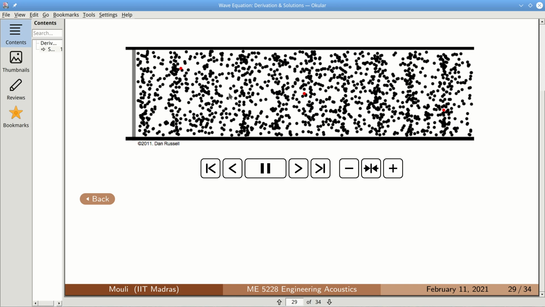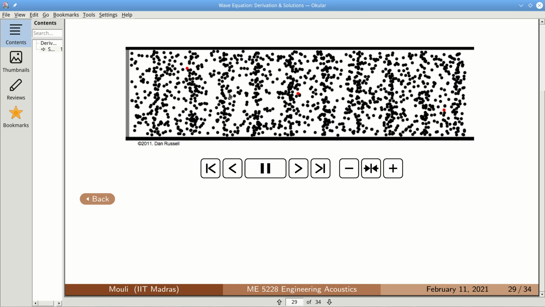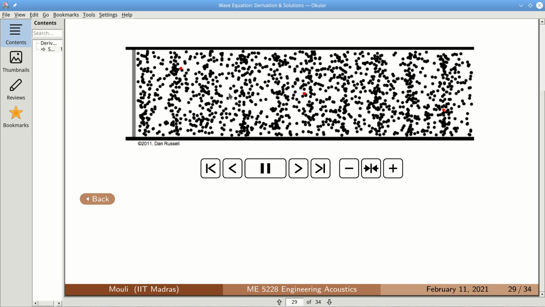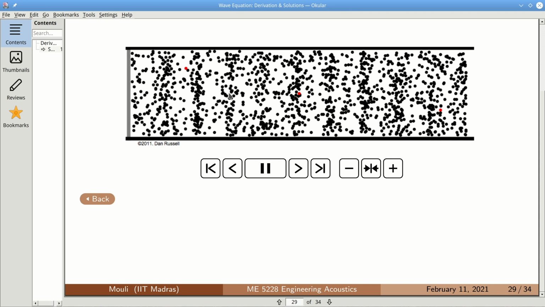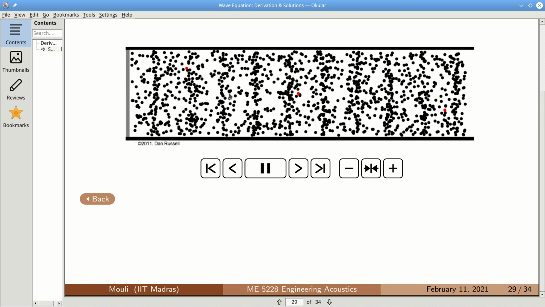So the pressure fluctuations: positive pressure is basically compression. If I say pressure is 0.1 pascals, that means I have a compression of 0.1 pascals. And if I say minus 0.1 pascals, that means it has gone below the atmospheric pressure by 0.1 pascals. So there is a local expansion taking place, right? Obviously these are not very large expansions and compressions, so keep that in mind.